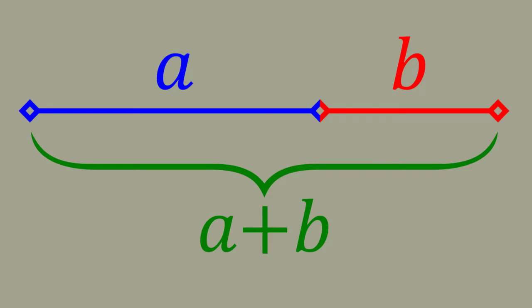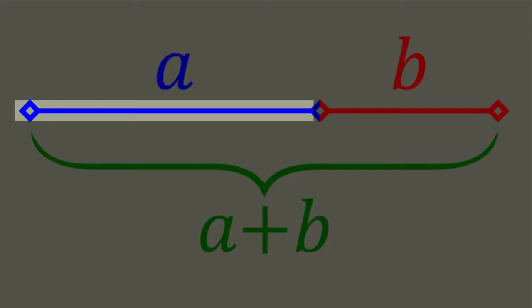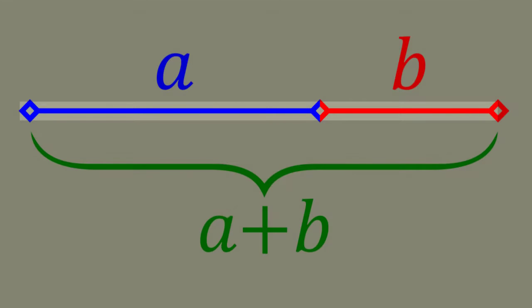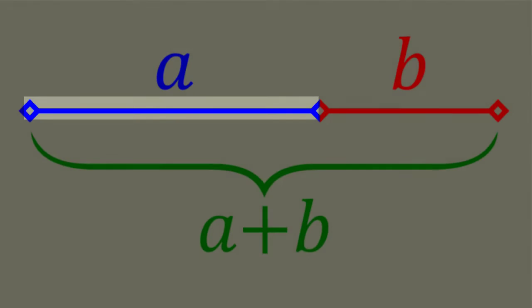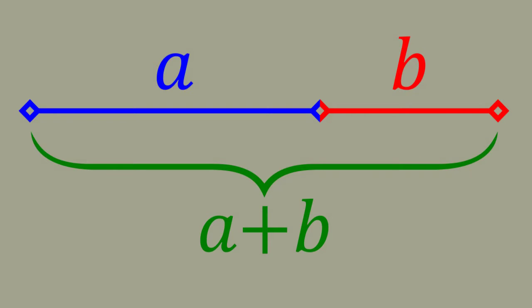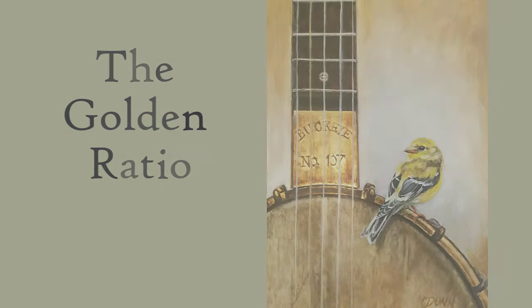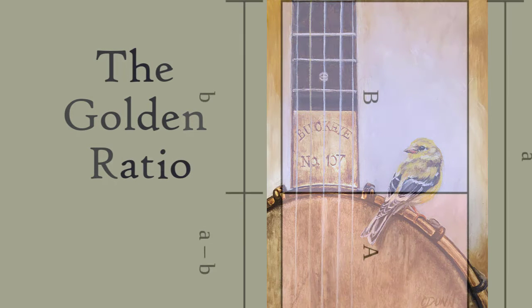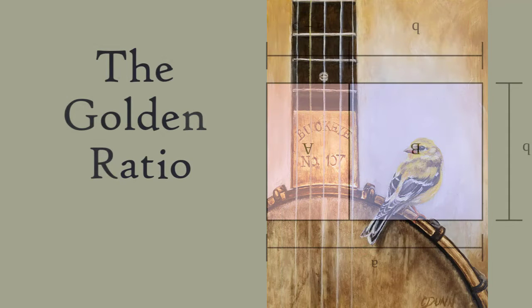A golden ratio exists when a line is divided into two parts, and the longer part divided by the shorter part equals the sum of the two parts divided by the longer part. Numerically, this ratio is approximately 1.618. Here's a visual representation of how the golden ratio was used in the Little Birdie composition.